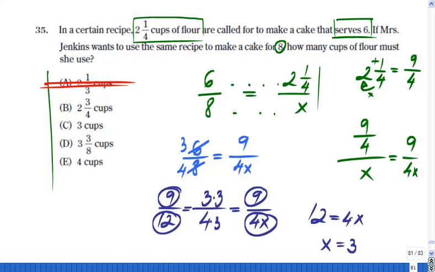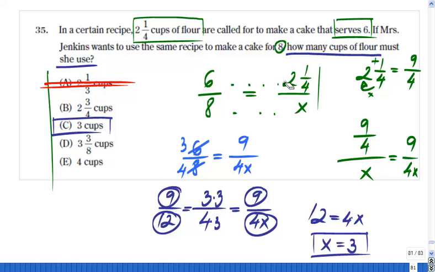So this is the way you solve it. What is the question? If Mrs. Jenkins wants to use the same recipe to make a cake for 8, how many cups of flour must she use? Well, the answer is C, 3 cups of flour. We solved it using proportions.